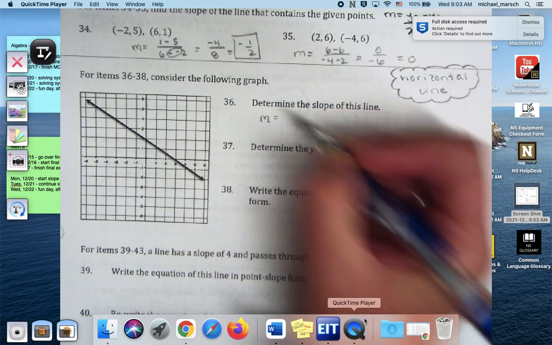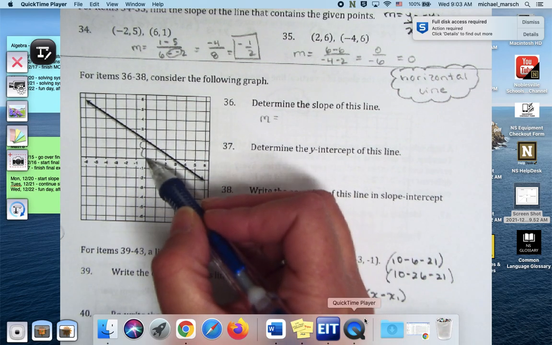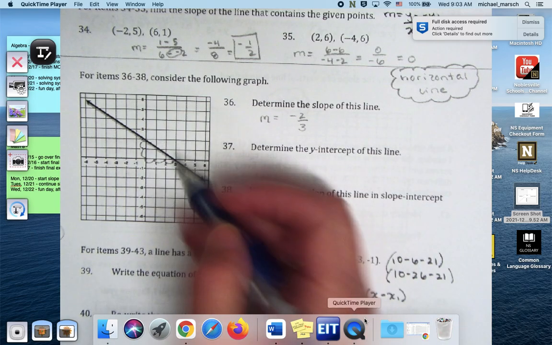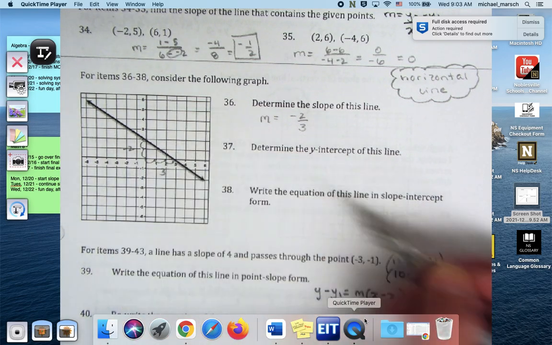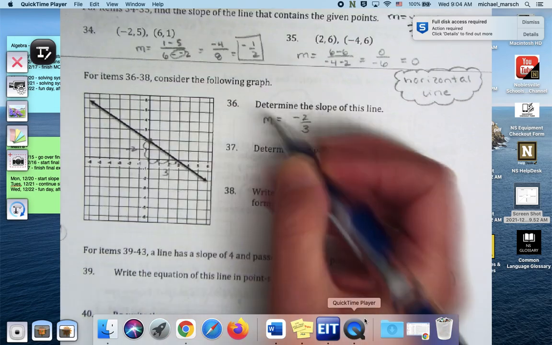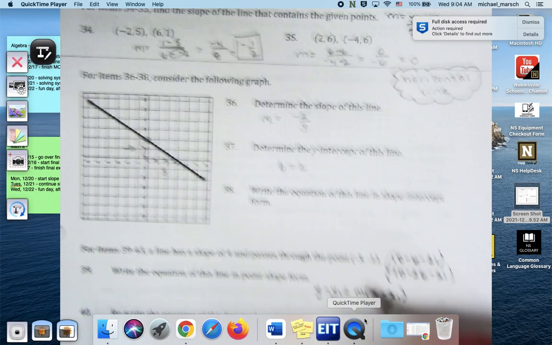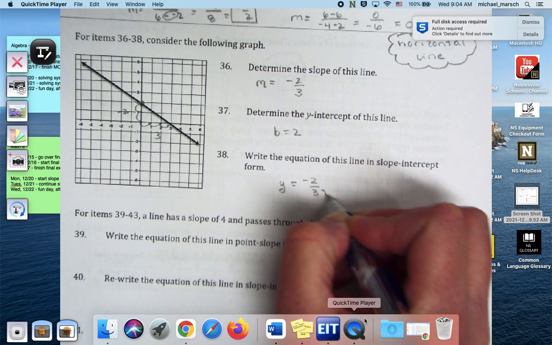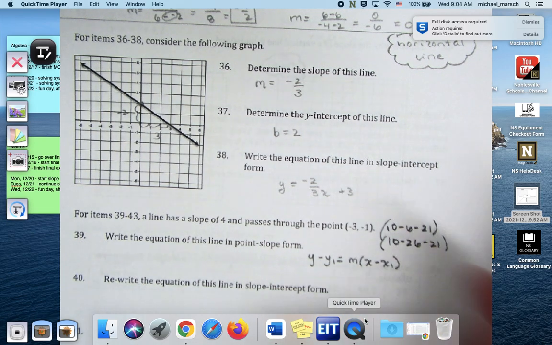All right, let's do the slope of this line here. M equals -2 over 3, because it's the rise or fall, right? -2 over 3. My y-intercept is this 2. So my equation of a line, y equals -2/3 x plus 2.